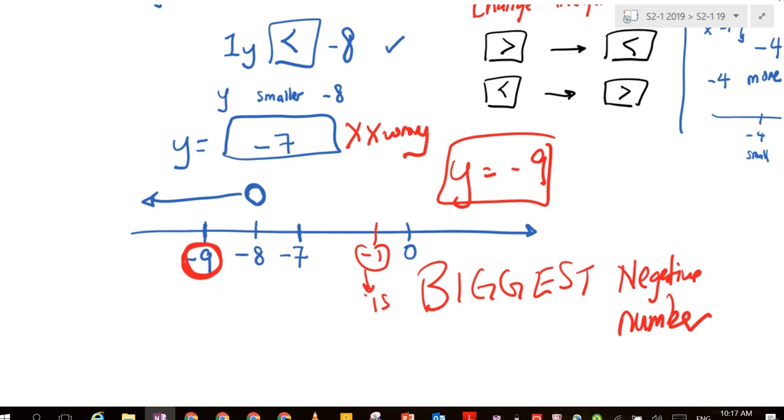Okay, one by one. Hers is easier to answer. Jia asks, why is it -9? Because do you follow this direction? Can it be -8? Cannot. Why? Because it is missing one line.